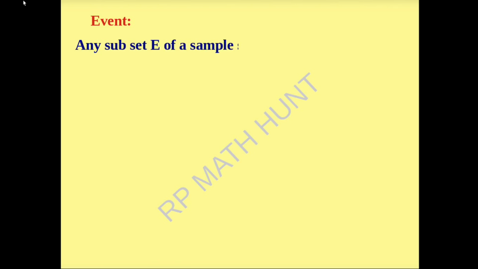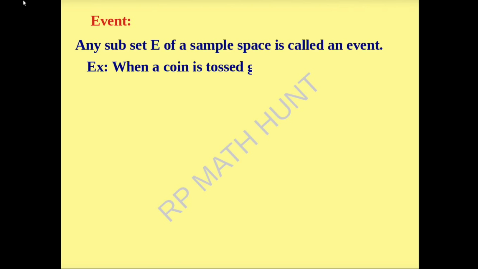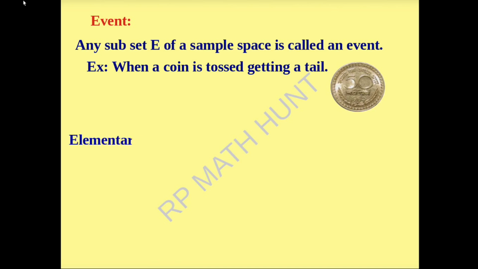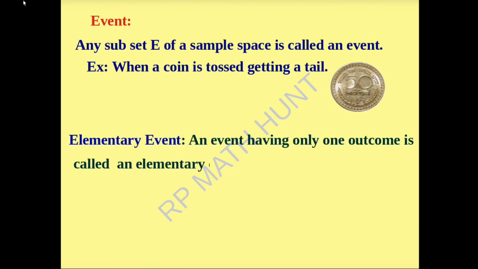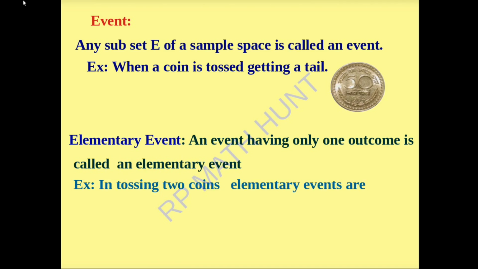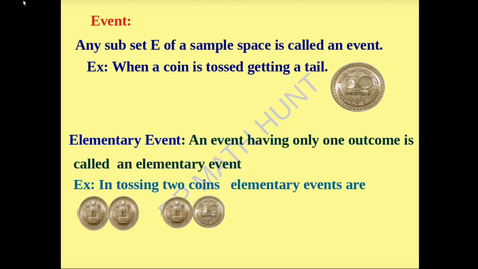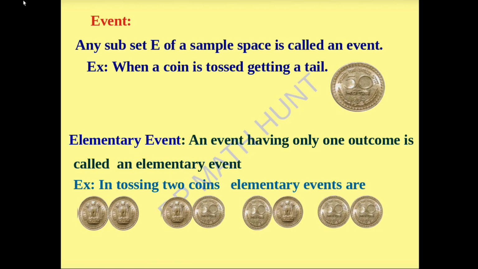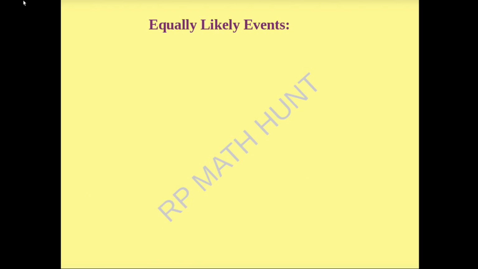Event. Any subset E of the sample space is called an event. Example, when a coin is tossed, getting a tail is an event. Elementary event. An event having only one outcome is called an elementary event. Example, in tossing two coins, elementary events are head head, head tail, tail head, tail tail: HH, HT, TH, TT.